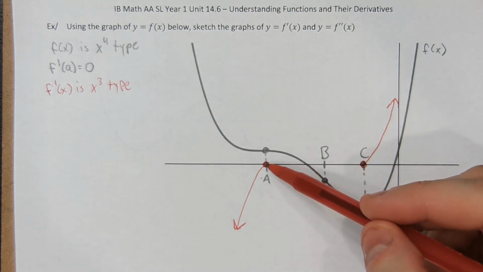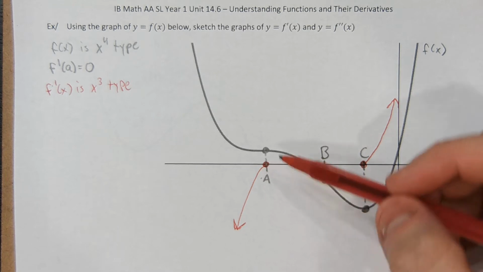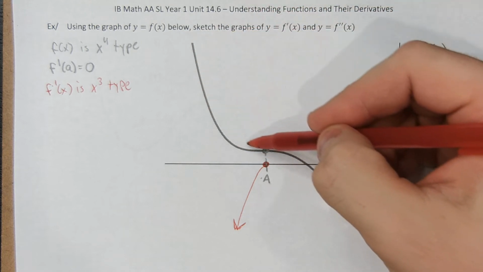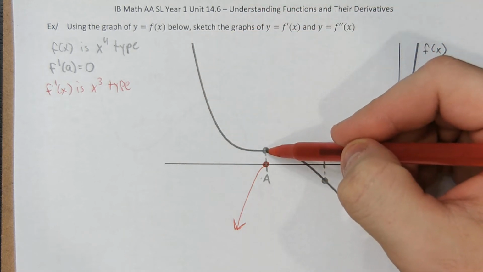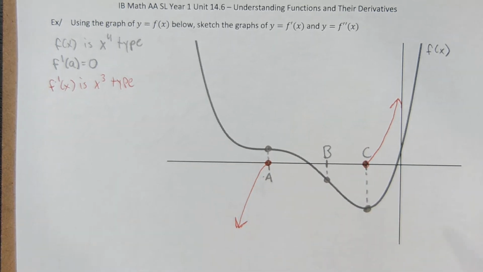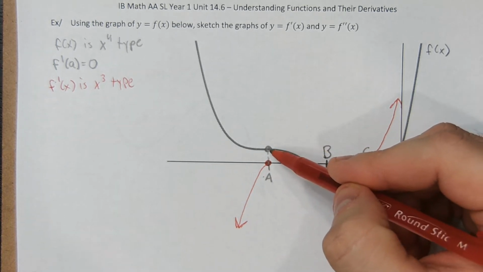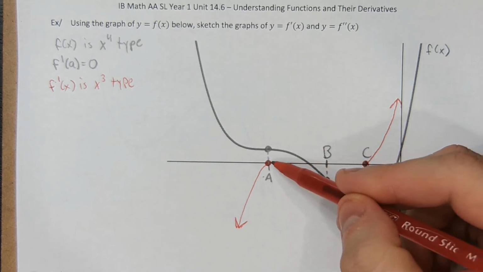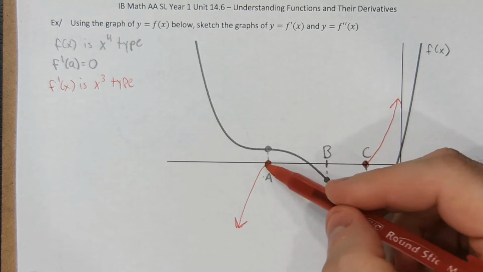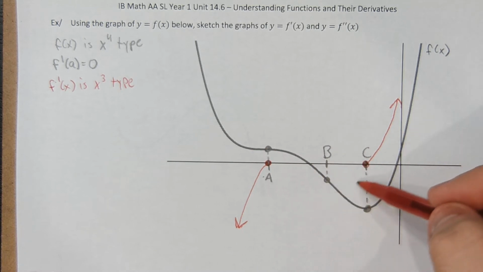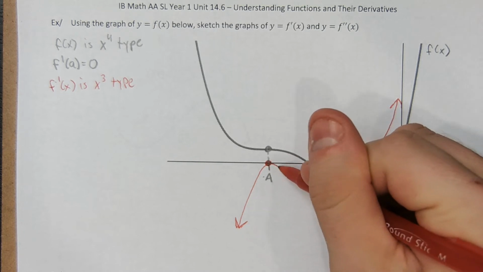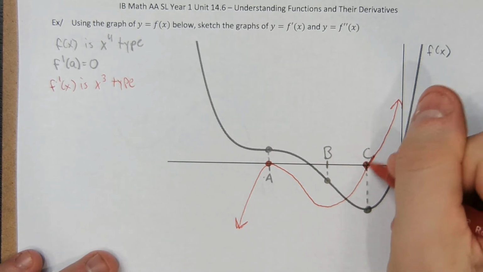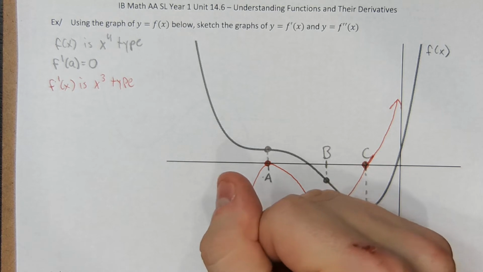Let's talk about our slopes. Everywhere to the left of A, your roller coaster would be falling if you were riding it, which means you have negative slope values. That's why the red curve exists down here. After A, though, your roller coaster is still falling all the way to point C. So between A and C, I'm still negative, but I do have to come back up to here. So it's going to look like this. Something like that. And this is what f prime of x could look like.